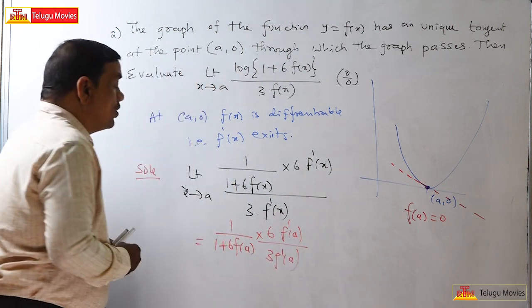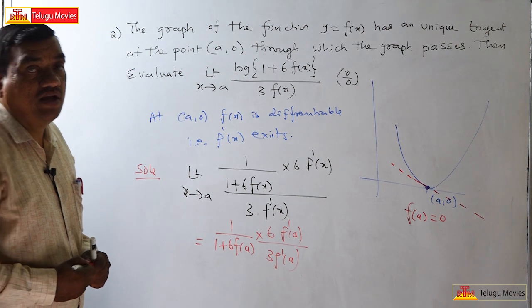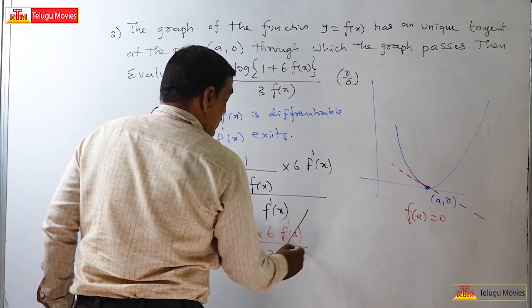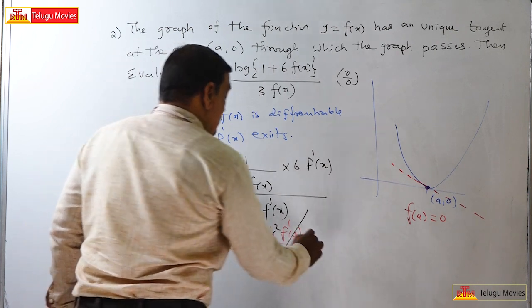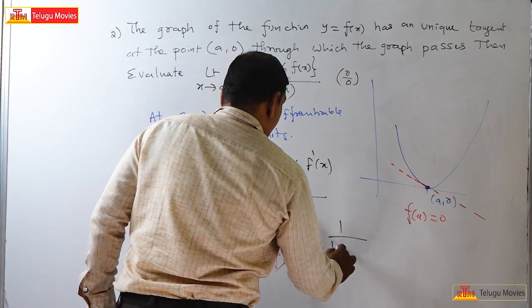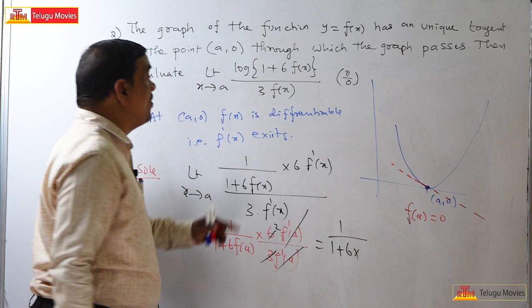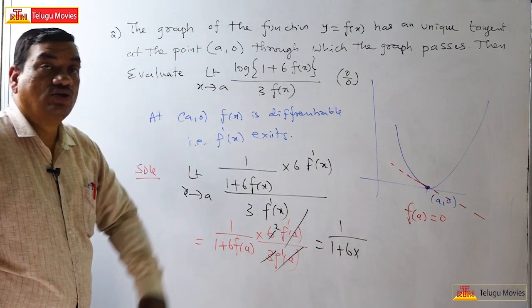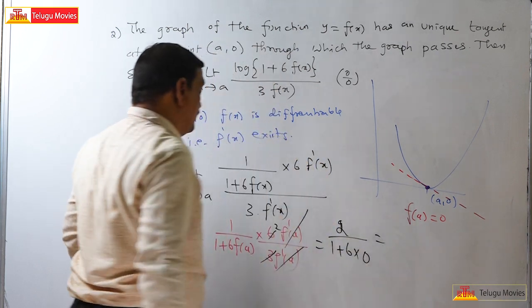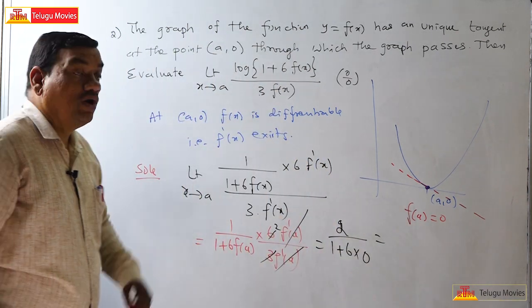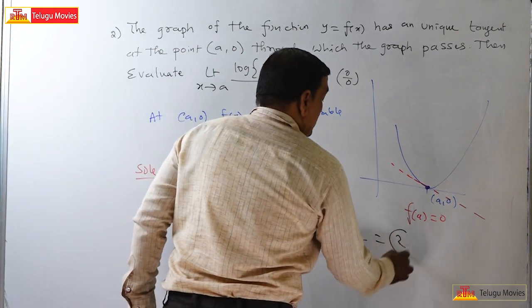Okay now. So since f dash of a cannot be equal to 0, therefore these two get cancelled. So 3 1s are, 3 2s are cancelled. So that is equal to 1 by 1 plus 6 into f of a. F of a value is equal to how much? 0. In the numerator you will get 2. Okay now. So therefore on the whole 2 is the final answer.